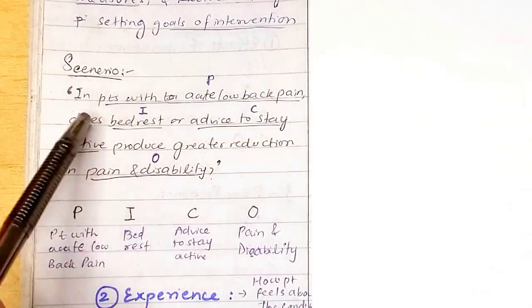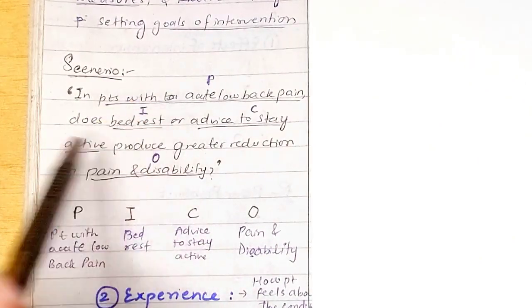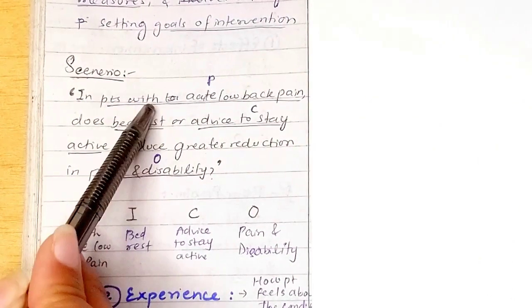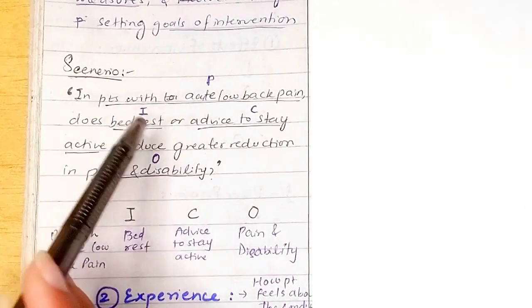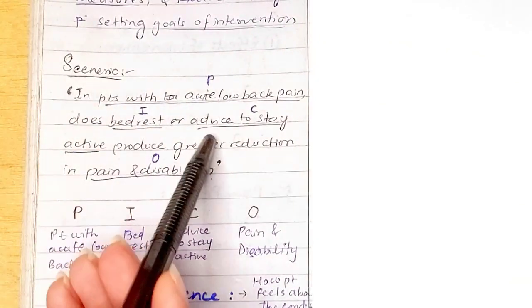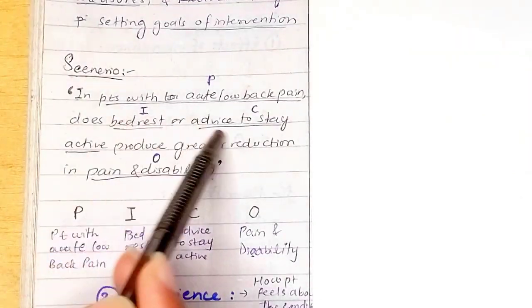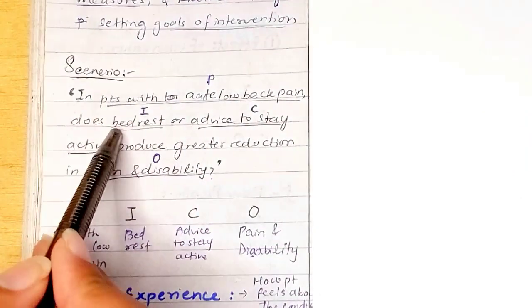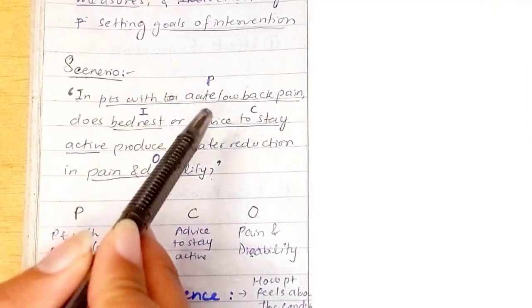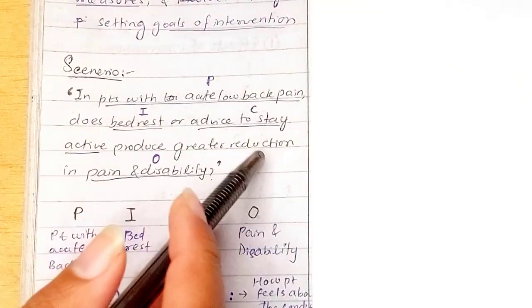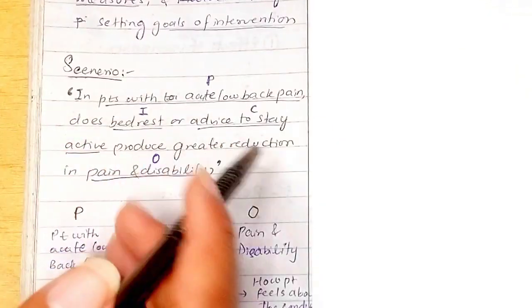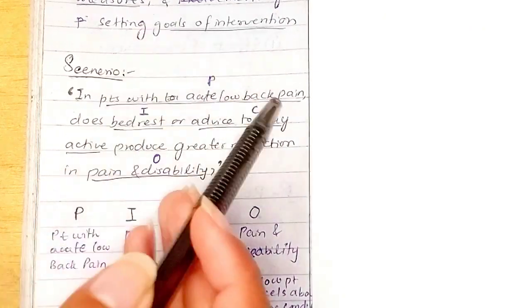Then for the I, it is the intervention. So the bed rest is going to be the intervention here. And then what you are going to compare this intervention with: advice to stay active. So this is what you are going to compare with the bed rest. Bed rest is the intervention, and advice to stay active is the intervention you are going to compare it with. That is why it is the comparison.